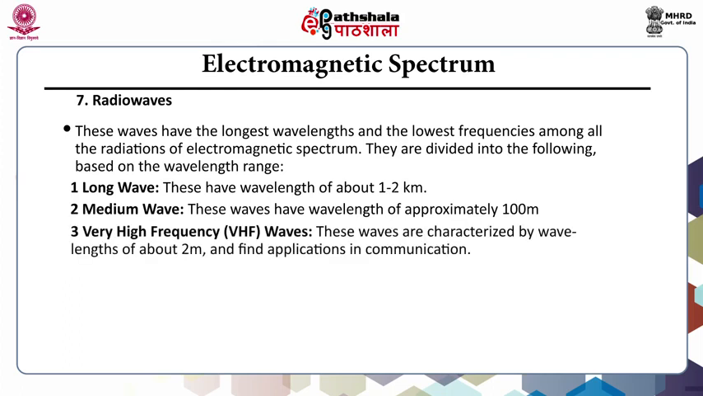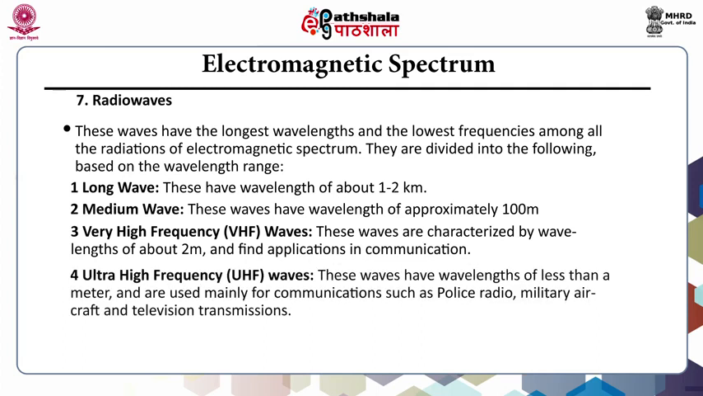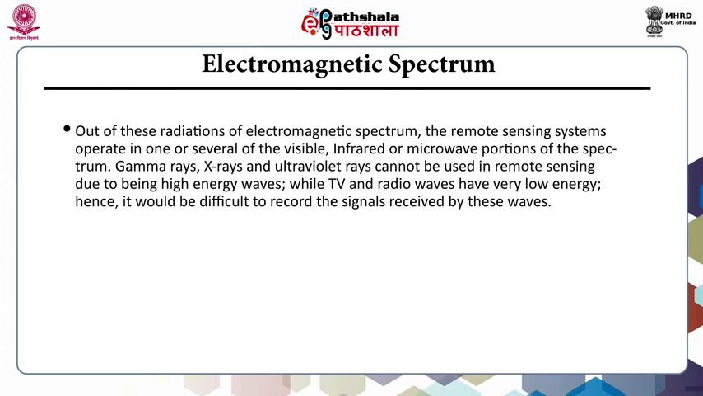Third one is the very high frequency waves. These waves are characterized by a wavelength of about 2 meter and find application in communication. Fourth is ultra high frequency waves. These waves have wavelengths of less than a meter and are used mainly for communications such as police radio, military, aircraft, and television transmissions. Out of these radiations of the electromagnetic spectrum, remote sensing systems operate in one or several of the visible, infrared, or microwave portions of the spectrum.